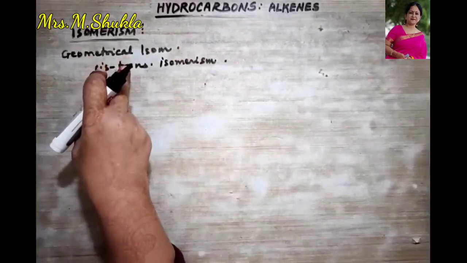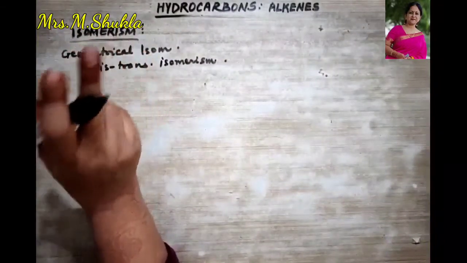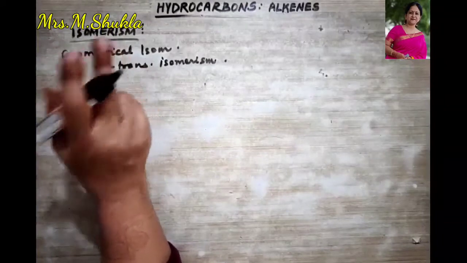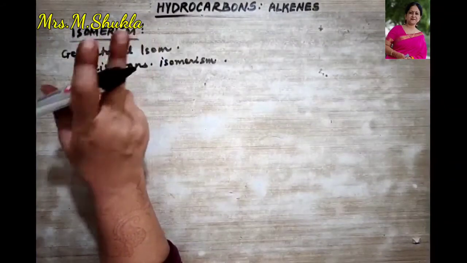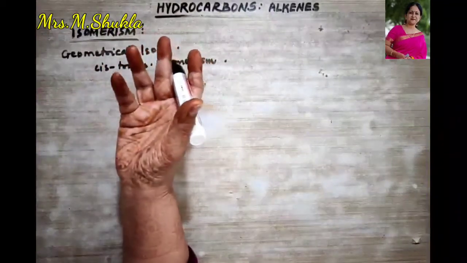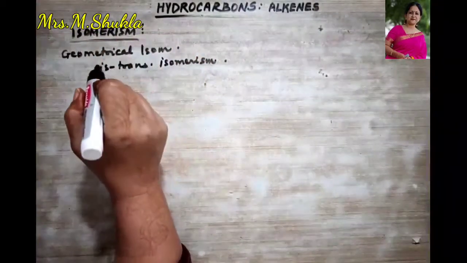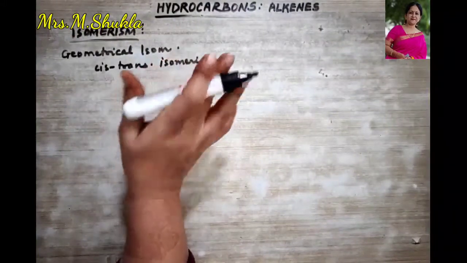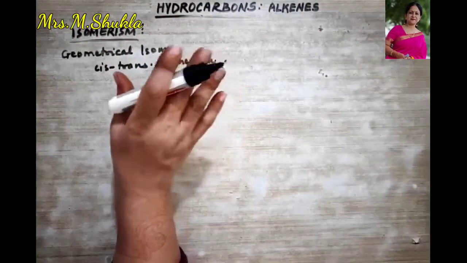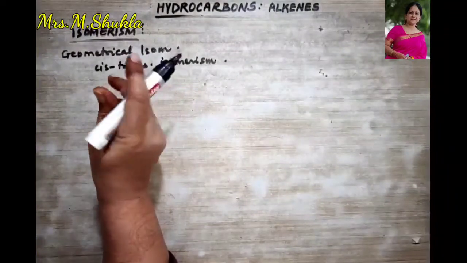So this geometrical isomerism is observed only in those molecules which contain a carbon-carbon double bond, and thus free rotation about the double bond is prohibited, right? So the two isomers are called cis and trans isomers, right? Now let us understand what are cis isomers and what are trans isomers.